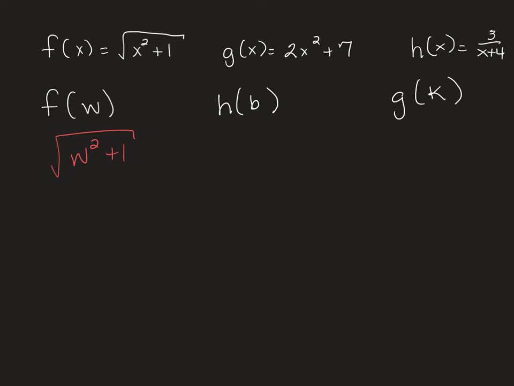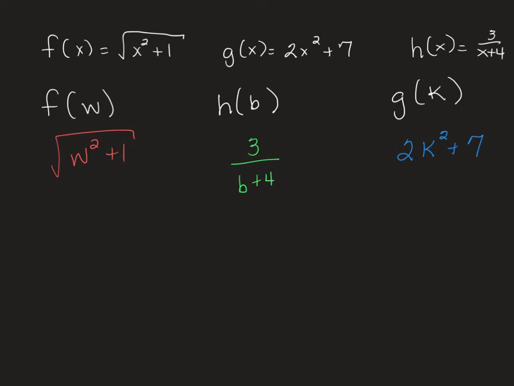If I go to do h, I'm going to plug in b. It's 3 over b plus 4. That's done. There is nothing else I can do. It's as simplified as possible. Looking at g, this is 2k squared plus 7. That's it. Okay, I'm not doing anything more.